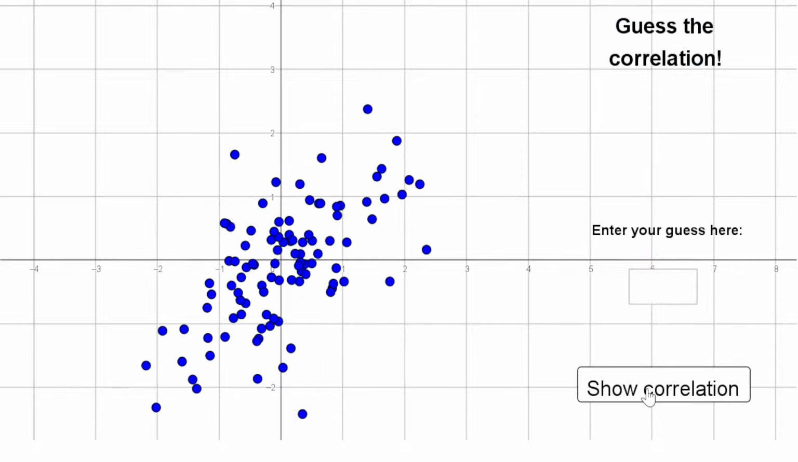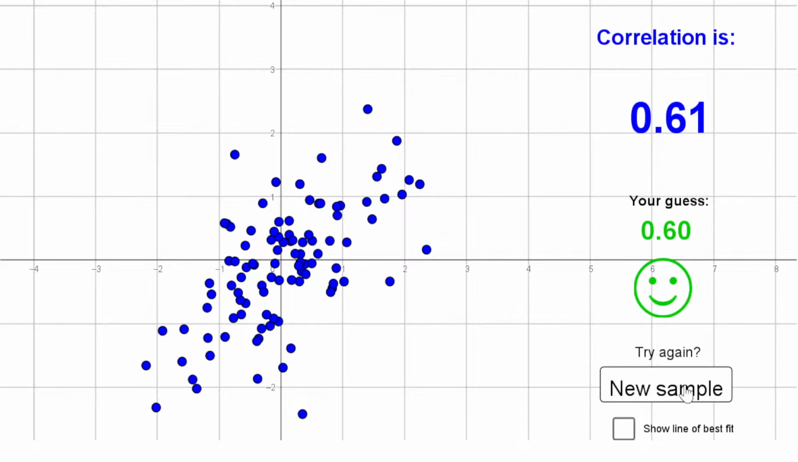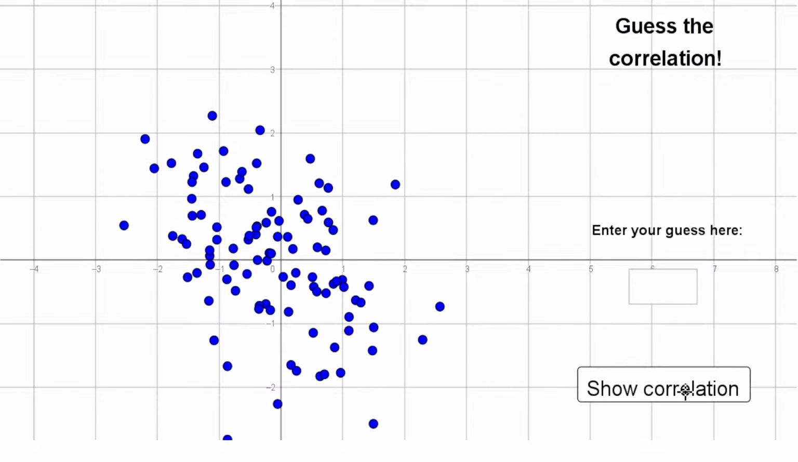Let's do another one. This one's definitely positive, and this data is reasonably strongly correlated. I'm going to go with 0.6. Okay, and in fact it was 0.61. Let's just do one more. All right, that's definitely negatively correlated, but not very strongly. I would say negative 0.4 perhaps. Oh, sorry, 0.4. Let's have a look.